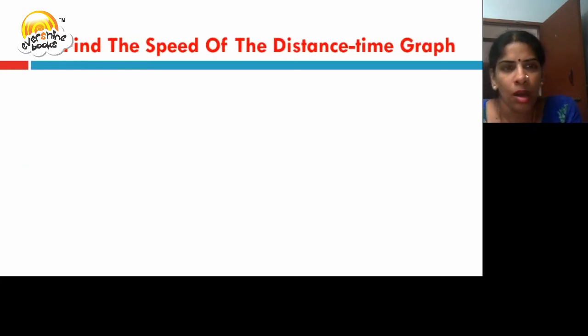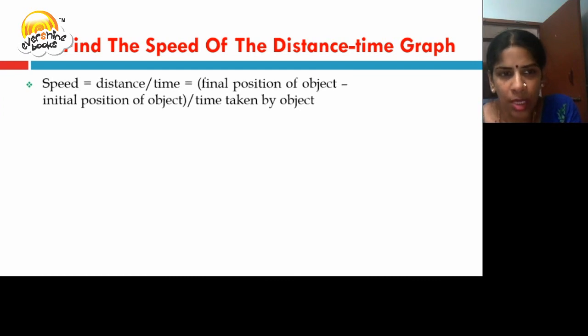Let us now discuss how to find the speed from the distance time graph. We know that speed is equal to distance by time. The distance must be calculated from the final position and the initial position. So, the final position of the object minus the initial position of the object, divided by the time taken by the object.